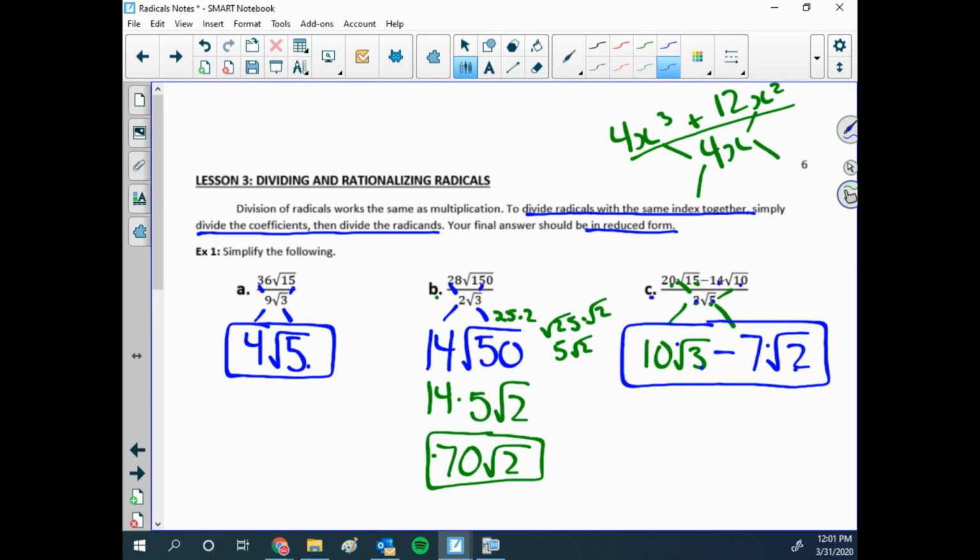And if I type this whole thing on my calculator and this whole thing on my calculator, I should get the same decimal, which works out to be about 7.4.